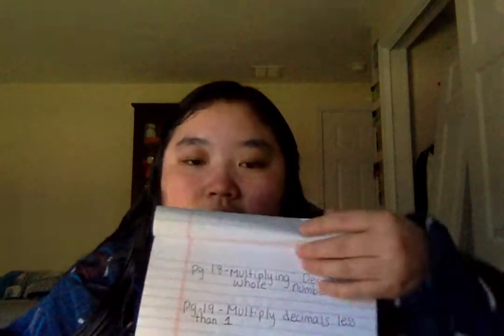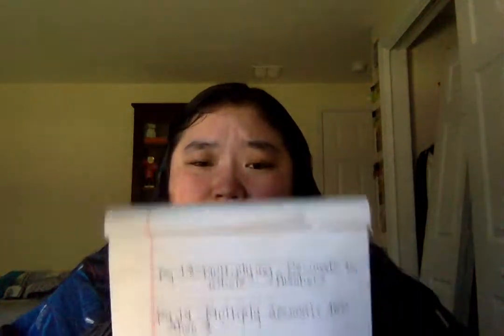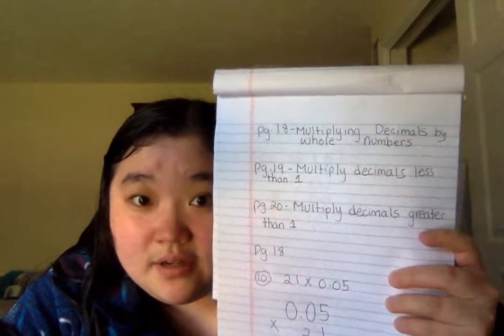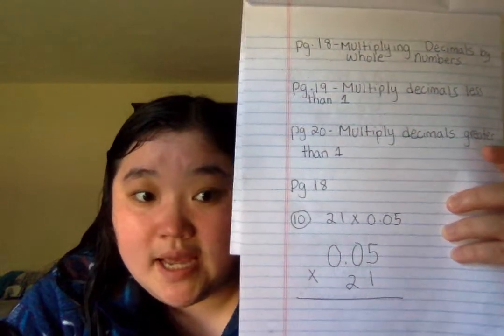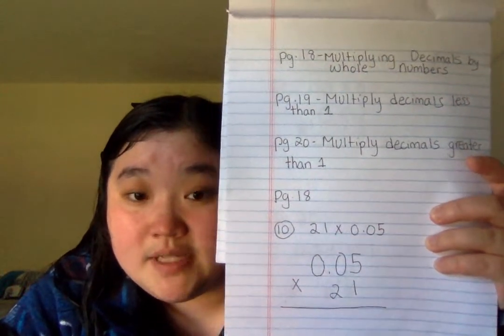So I wrote down, hold on, technical difficulties. So I wrote down all the page numbers. And if you take a look, we're going to do number 10, which is 21 times 0.05.